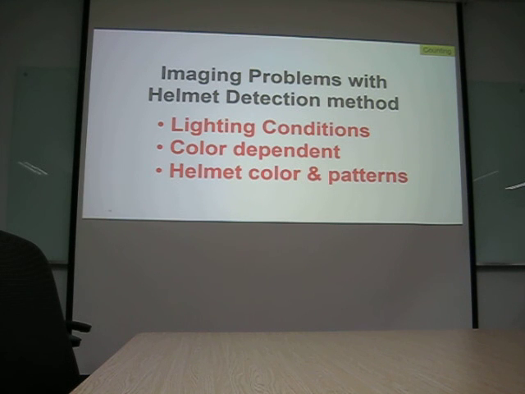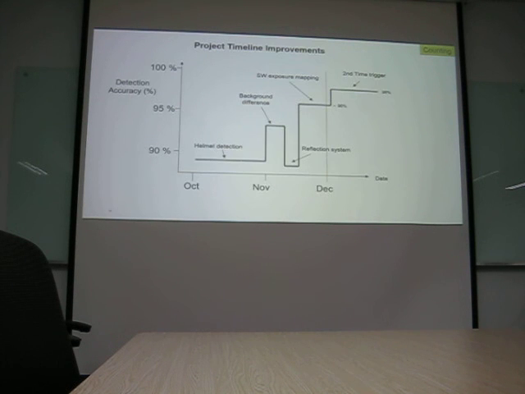Light condition, same problem, but the lighting problem never changes when you use a camera. Color dependent, because you have a black jacket, black helmet, a new set of problems start. And then some of the helmets have patterns. All these problems start. So for example, you see the detection accuracy go up, come down, reflection, all those struggles we have.